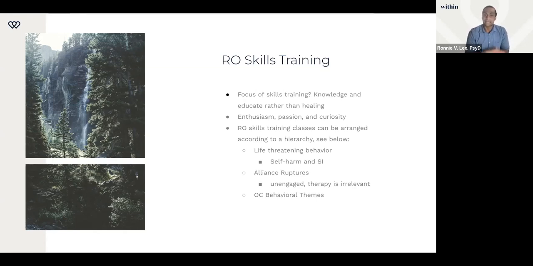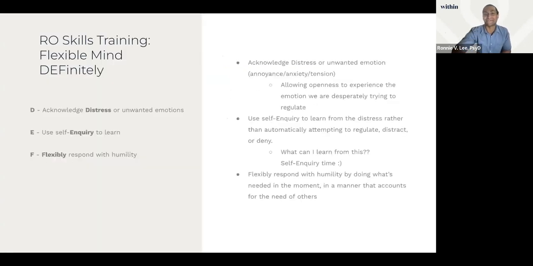And then, there's a hierarchy that we want to set the training classes up with, but I'm going to skip that for now because I do want to get to at least some of the skills. I've talked so much about skills and how great it is, but I haven't really given you anything. So one of the first skills that we teach is flexible mind. It aims at acknowledging distress, using self-inquiry to learn, and then flexibly responding with humility.